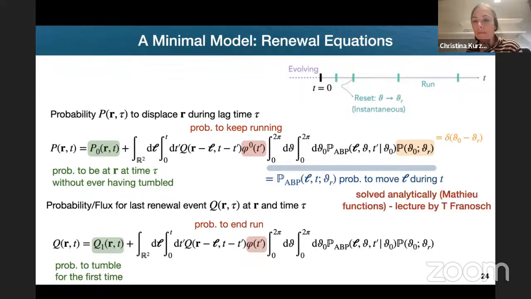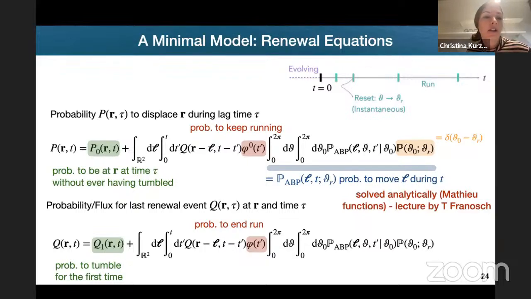So now, if you recall last week, Thomas showed you that we can actually compute the propagator for the active Brownian particle model. And he showed you that this can be done analytically, in terms of these Mathieu functions. And this will be now input to the theory that I'm going to show you.